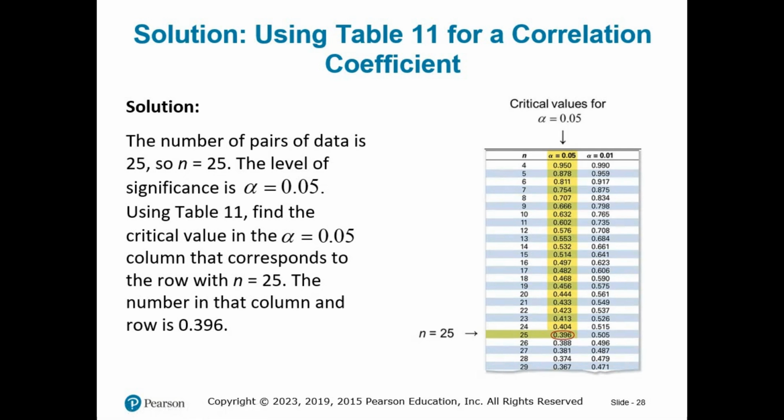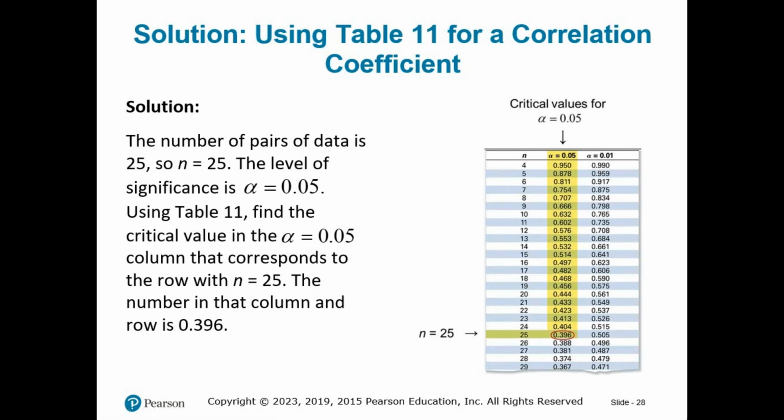Because the absolute value of 0.979 is greater than 0.396, you can decide that the population correlation is significant. There is enough evidence at the 5% level of significance to conclude that there is a significant linear correlation between the duration of Old Faithful's eruptions and the time between eruptions.